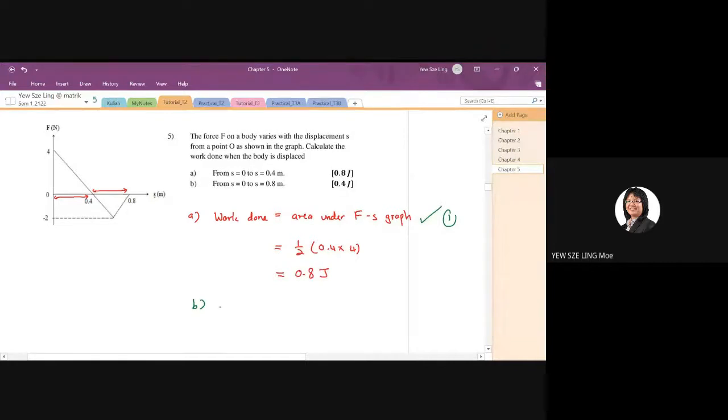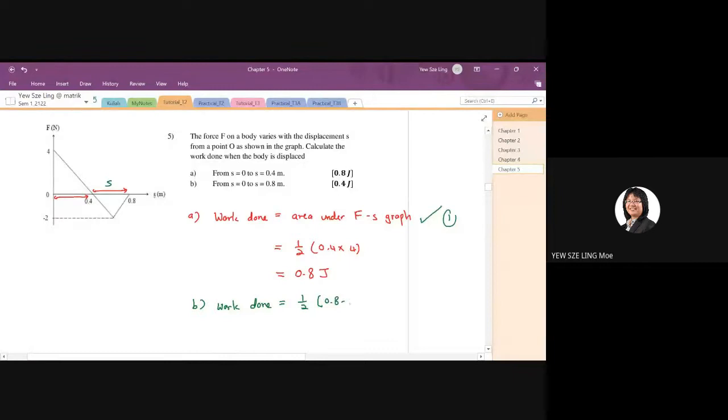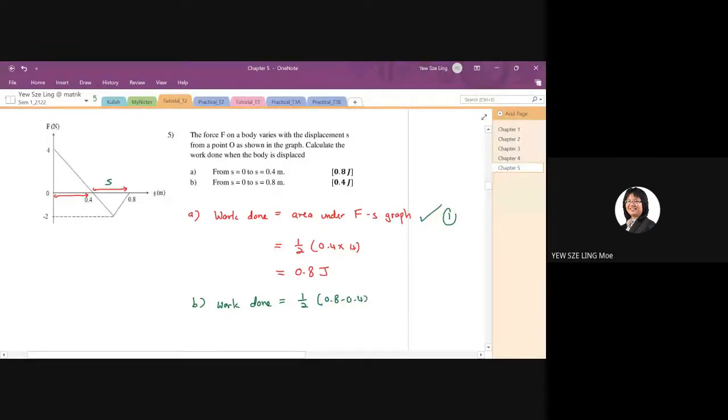So straight away you can proceed to calculate work done. Work done is equal to 1/2. The first thing you need to calculate is this length, the S. So S is 0.8 minus 0.4, and then times the force. Now force is a negative value. Because it's coming from a graph, you need to include its negative value. So when it comes to a graph, you need to include the negative value for force.